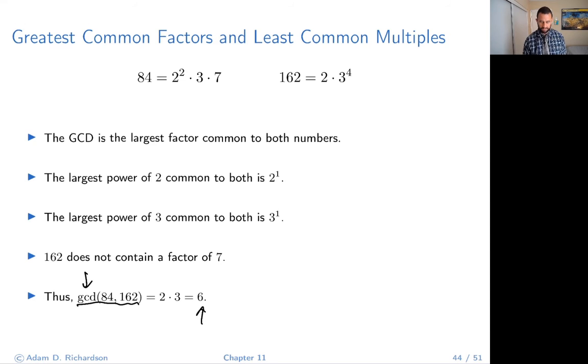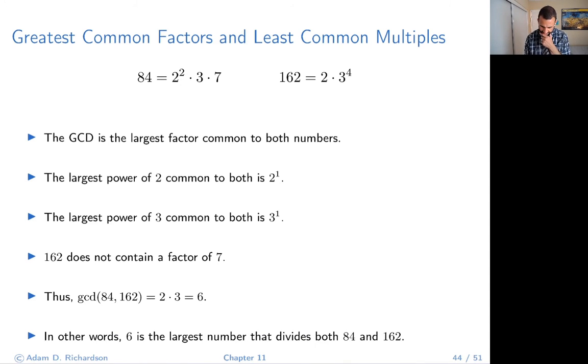This is a symbol that we'll use. This is sometimes called the greatest common divisor function. You put in 2 numbers and it spits out their GCD. That's why it's in function notation, actually. Okay, so just a little bit of a word of warning here. 6 is the largest number that divides both. Okay, I'll say the warning right here.